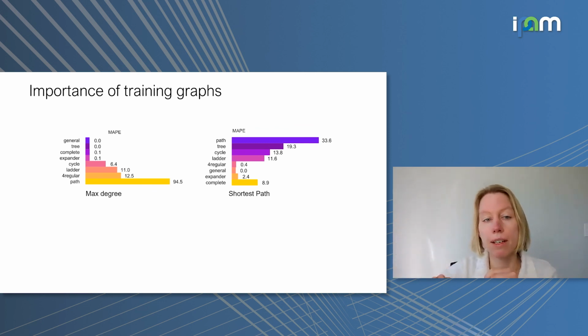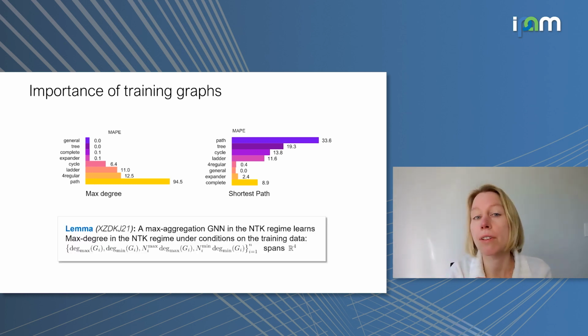And it's maybe reasonable: if you only train on path graphs, all the degrees you ever see are 1 and 2. So it's not very meaningful. If you train on a complete graph, the shortest path is not so meaningful, etc. So there are conditions on the training graphs as well.